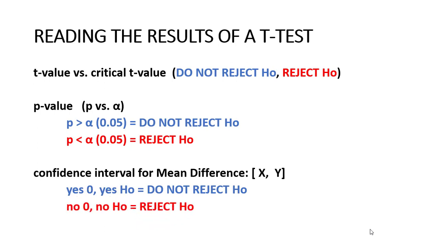And remember, no 0, no H0. So in that case, we reject the null hypothesis. So all we need to do is basically see whether 0 would be included in that interval. And if it is included, then we do not reject the null hypothesis. If it's not included, then we reject the null hypothesis.